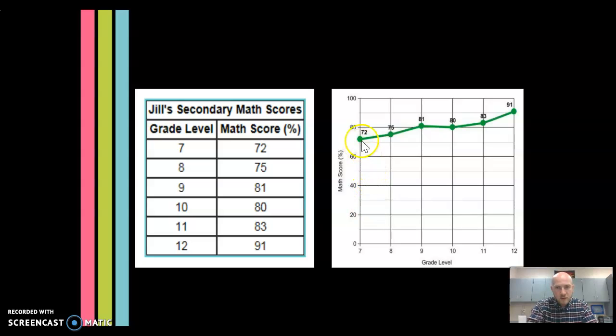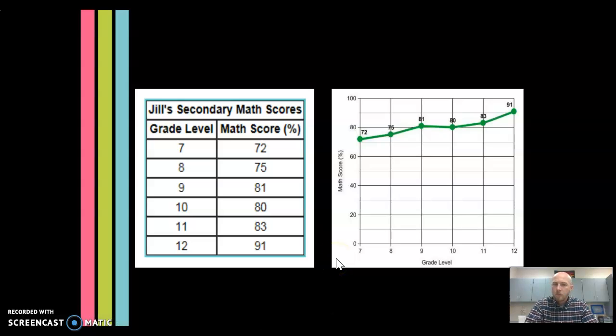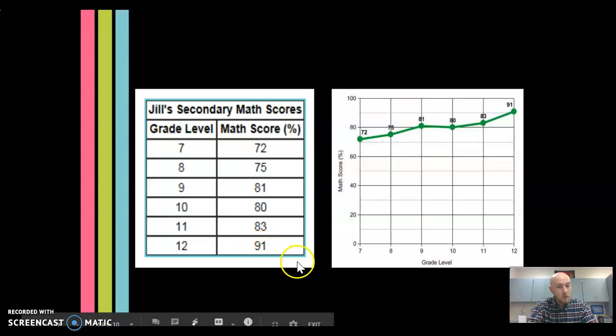So in this graph, our lowest is going to be 72, and we can find that right here as well. And our highest is going to be 91, found right here. So our scale needs to include both of those numbers. So what are two numbers we could use as our scale, as a starting and stopping point, that include both of those? Well, my guess would be, let's start at 70, because that would include 72, and we could go up to 92, which would include 91.